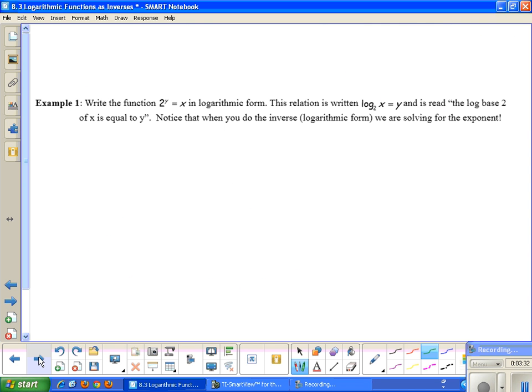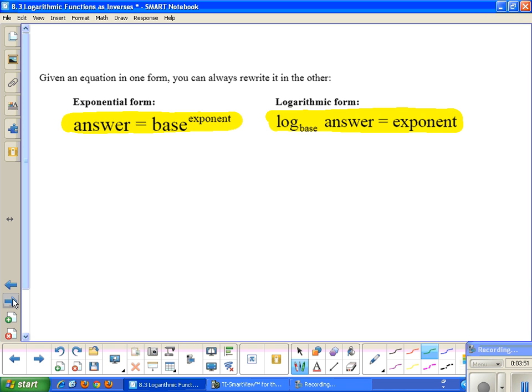So for example, if I want to write the function 2 to the y equals x in logarithmic form, the relation would be written as log base 2 of x is equal to y. Notice that when you do inverse logarithm form, you are solving for the exponent. So again, that's an important part. Given the equation in one form, you can always rewrite it in the other form. So this is just written in words so that you can see exactly what you're doing.